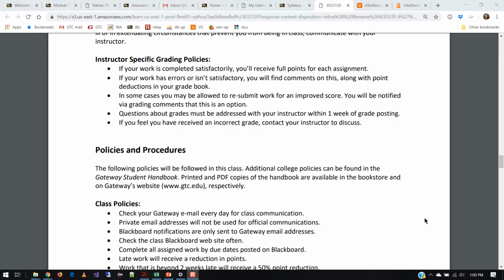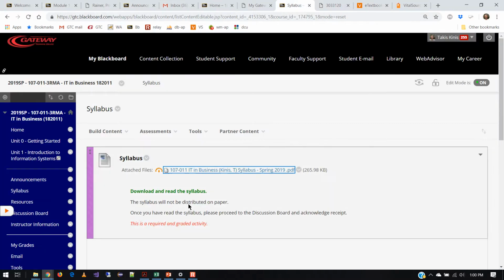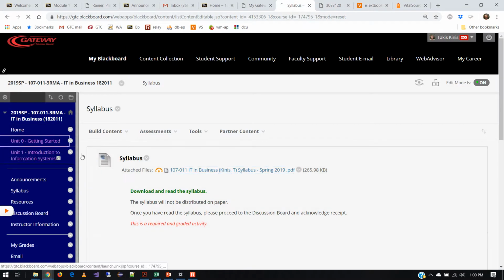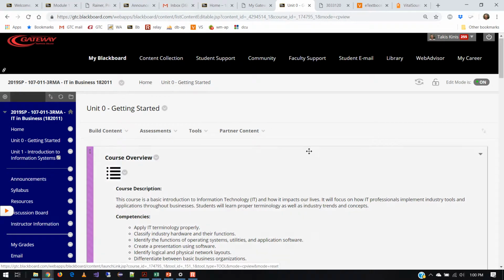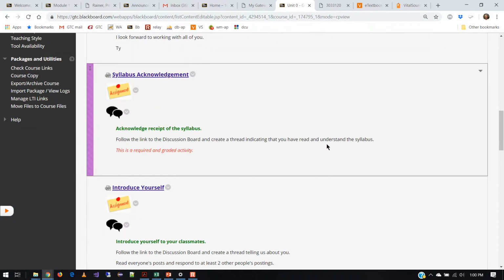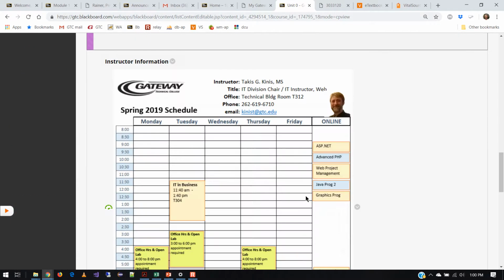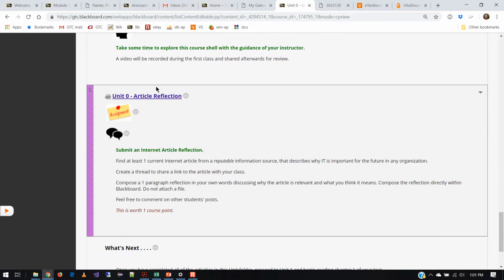If I give you an assignment, what I will usually do, and why don't I actually pull one up here just as an example. So I'm going to go to Unit 0, and we have a couple things that we need to do here. We have a syllabus acknowledgement, an introduction we have to do, but there's also this article reflection, which is going to be the first of many.